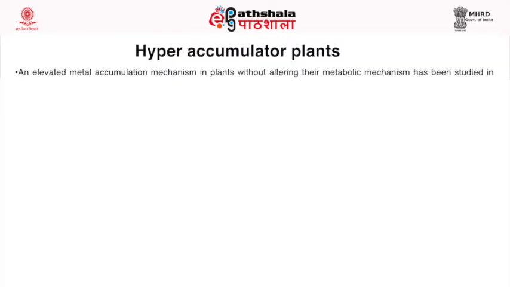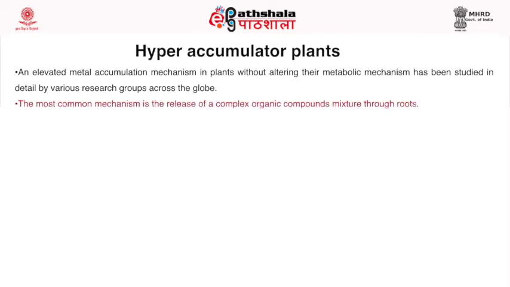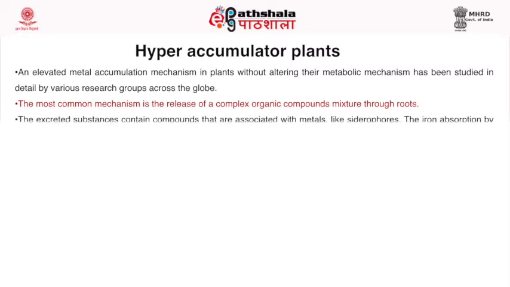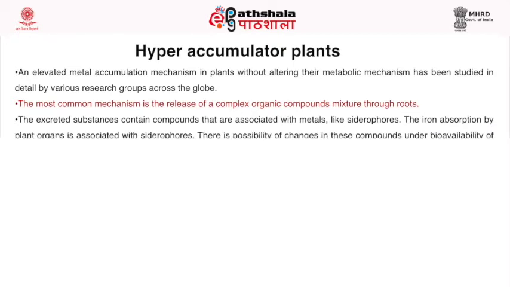An elevated metal accumulation mechanism in plants without altering their metabolic mechanism has been studied in detail by various research groups across the globe. The most common mechanism is the release of a complex organic compound mixture through roots. The excreted substances contain compounds that are associated with metals like siderophores. The iron absorption by plant organs is associated with siderophores.